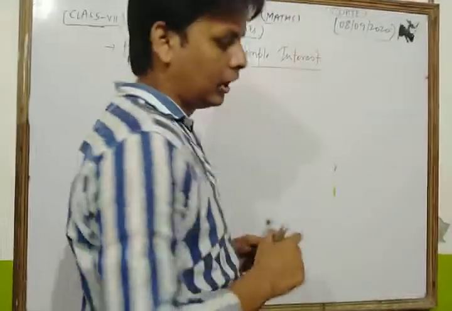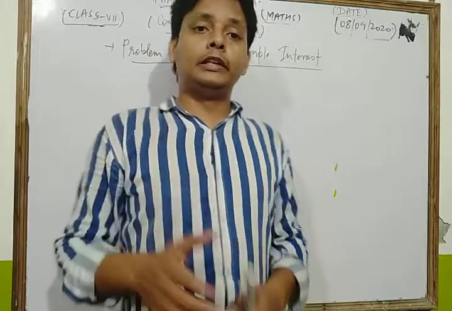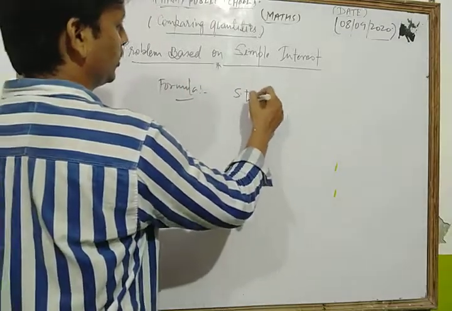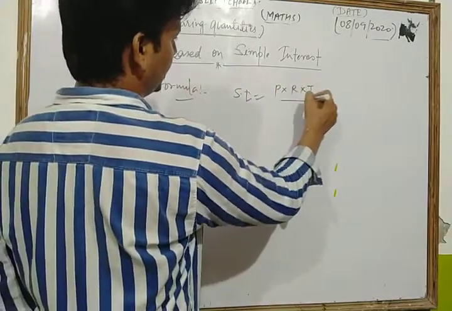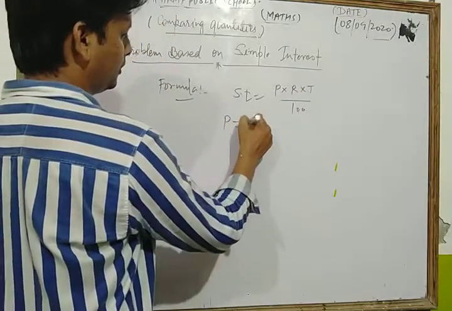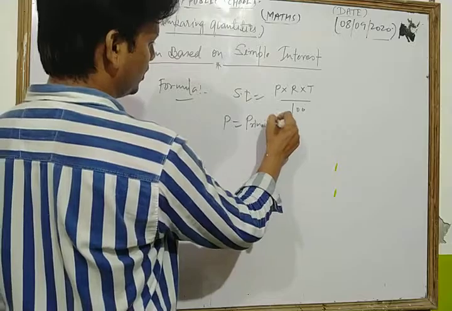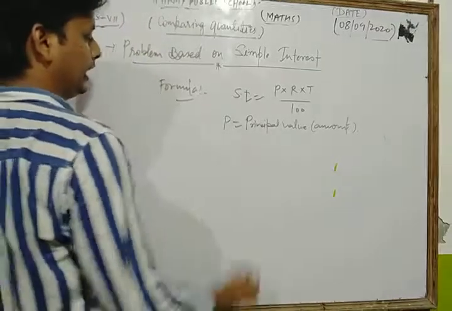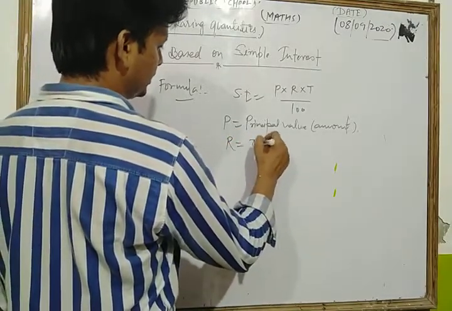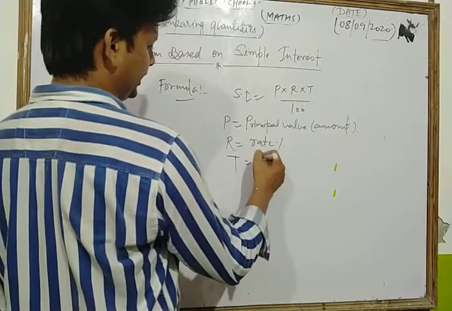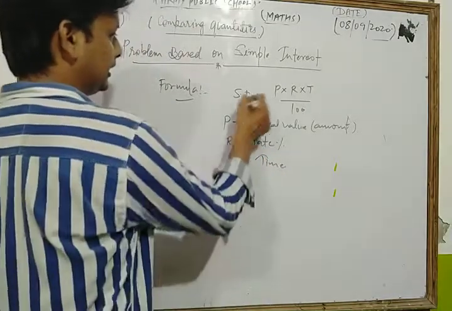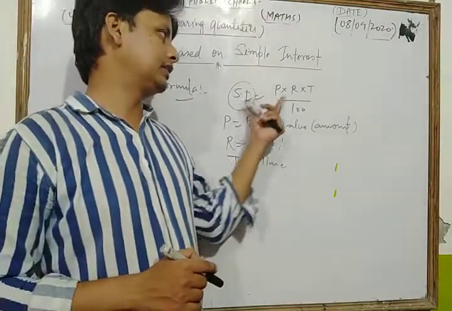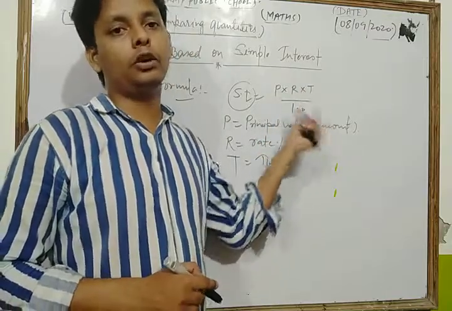Dear students, the general formula of simple interest is P into R into T by 100. Here P is the principal value or amount, R is the rate percent, T is the time, and this is your simple interest. This is the general formula of simple interest: principal into rate into time upon 100.